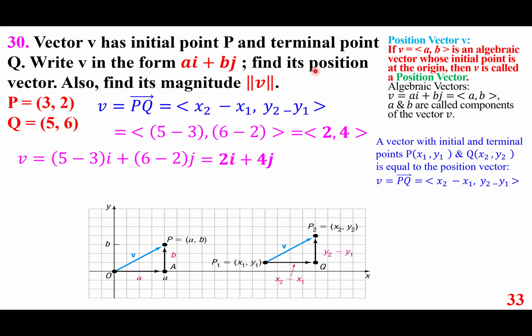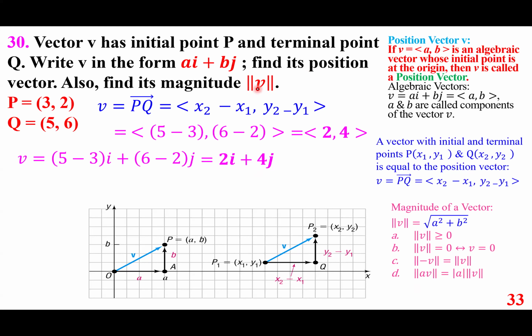And what they are asking us to do is to come up with the magnitude. So what is the magnitude? The magnitude of any vector is the square root of a squared plus b squared. In other words, take the components and square them. The magnitude is always larger than or equal to 0. If it's 0, then the vector must be the zero vector. The magnitude of two vectors that are opposite of each other is the same. And the magnitude of a times v is the absolute value of a times the magnitude of v. Having said that, we're going to go with this formula.